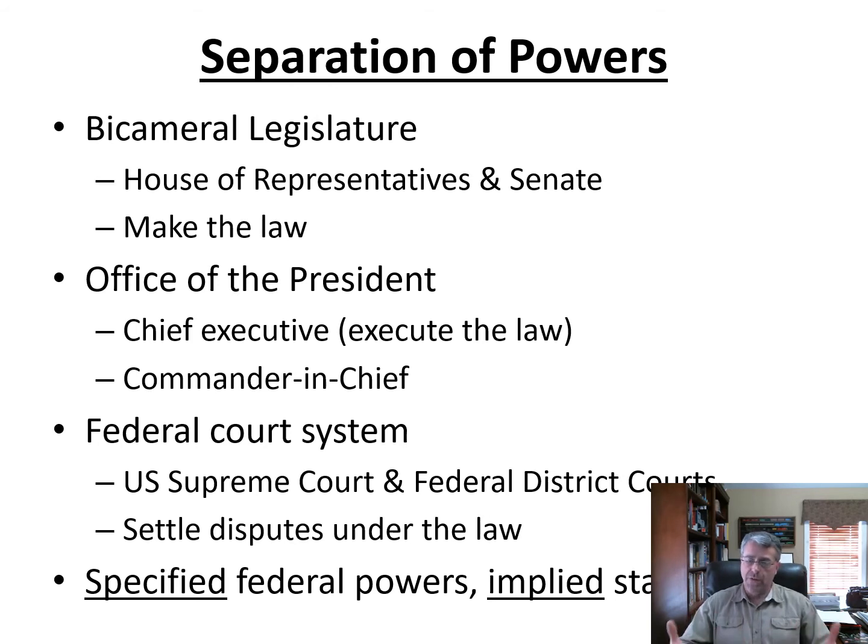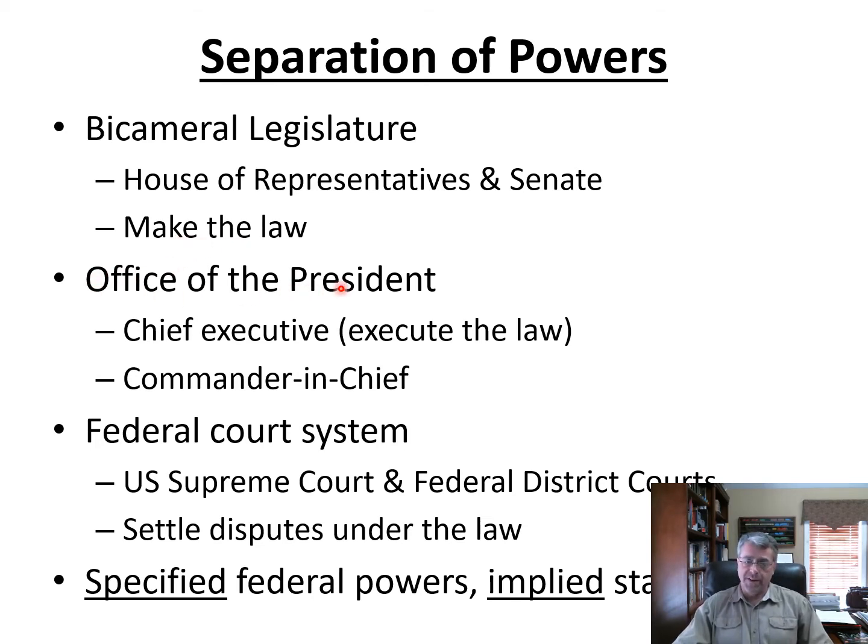So just to keep everything simple and systematic, the federal government will be structured exactly like the state governments. So we have a bicameral legislature. We just talked about that, a House of Representatives and a Senate, a lower house and an upper house. And this legislature will make the law. So Congress, their primary function is to make laws. That's their bread and butter. That's their primary function, is to make the laws.